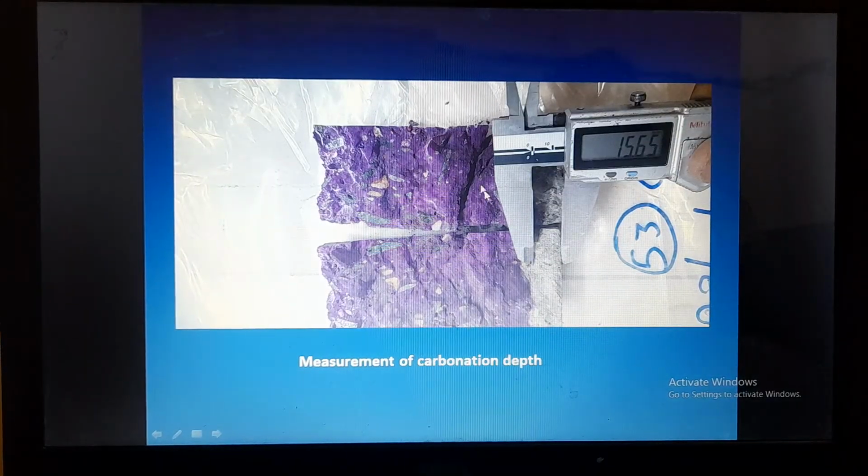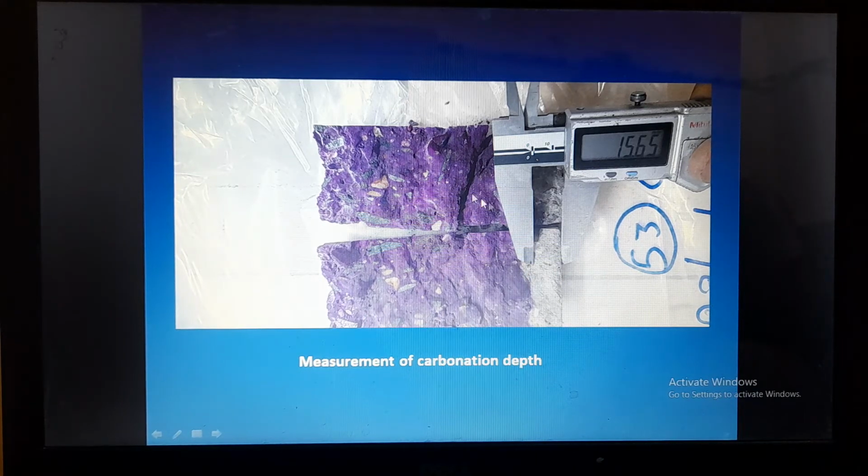You can see here the measurement of carbonation depth. In this image you see there are two colors. Some part of the concrete is in pink color and some part is in normal concrete color, that is gray color.